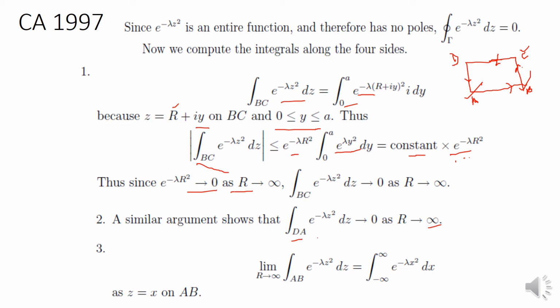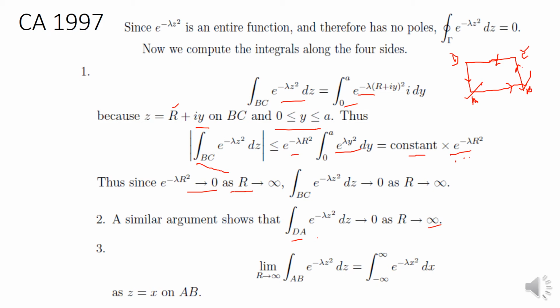So now there are only two other sides, AB and CD. On AB, z is equal to x because y is 0 here, and we write limit r tends to infinity, integral over AB of e to the power minus lambda z square dz is equal to integral from minus infinity to infinity, because we are going from left to right, e to the power minus lambda x square dx.